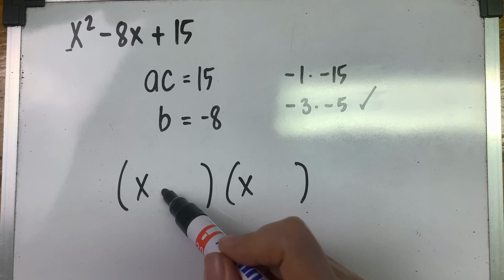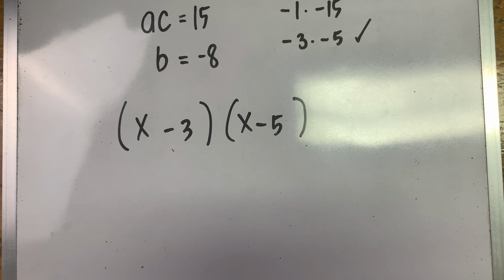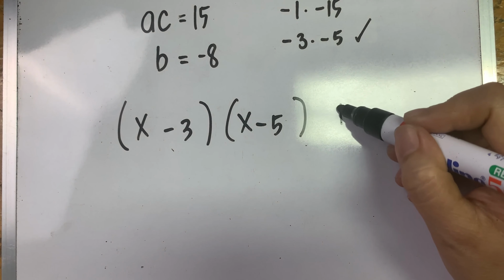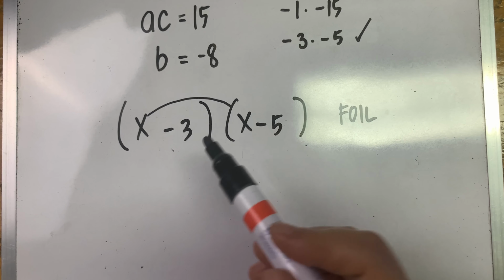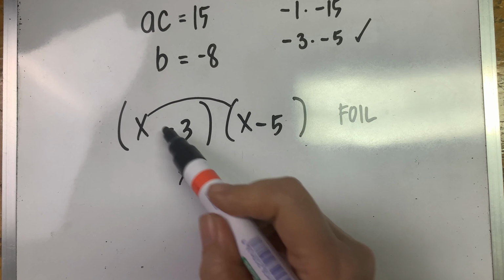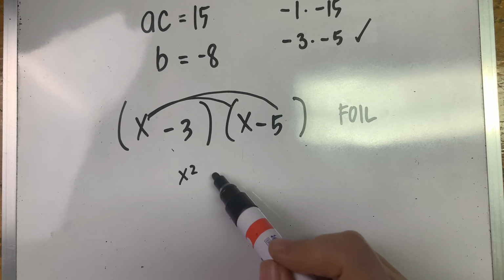And then, we'll just copy negative 3 and negative 5. Ngayon, para malaman natin o ma-check natin kung tama yung sagot natin, gamitan natin to ng FOIL method. So again, first, x times x is x squared. Outer, x times negative 5 is negative 5x. Inner, negative 3 times x is negative 3x. And then last, negative 3 times negative 5 is positive 15.